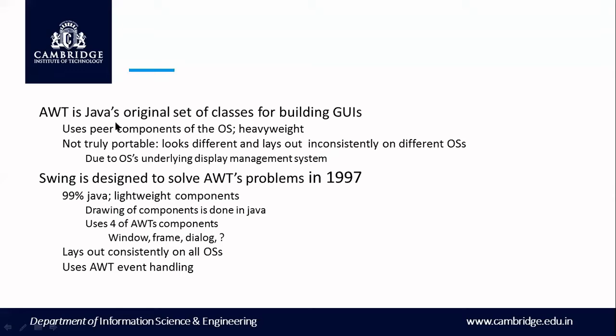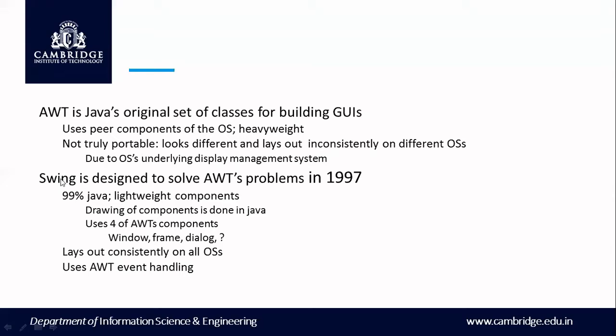So AWT is Java's original set of classes for building the GUI. Basically we were using the Abstract Window Toolkit, Java's original set of classes for building the GUI. But once swings came into existence, swings solved some of the problems that were there in AWT. What were the problems in AWT? It uses peer components of the OS. So it was using the components of the OS and it was heavyweight. That means the processing was very slow. It was heavy. Not truly portable. Now all these problems of the GUI which was built using AWT were solved using swings.